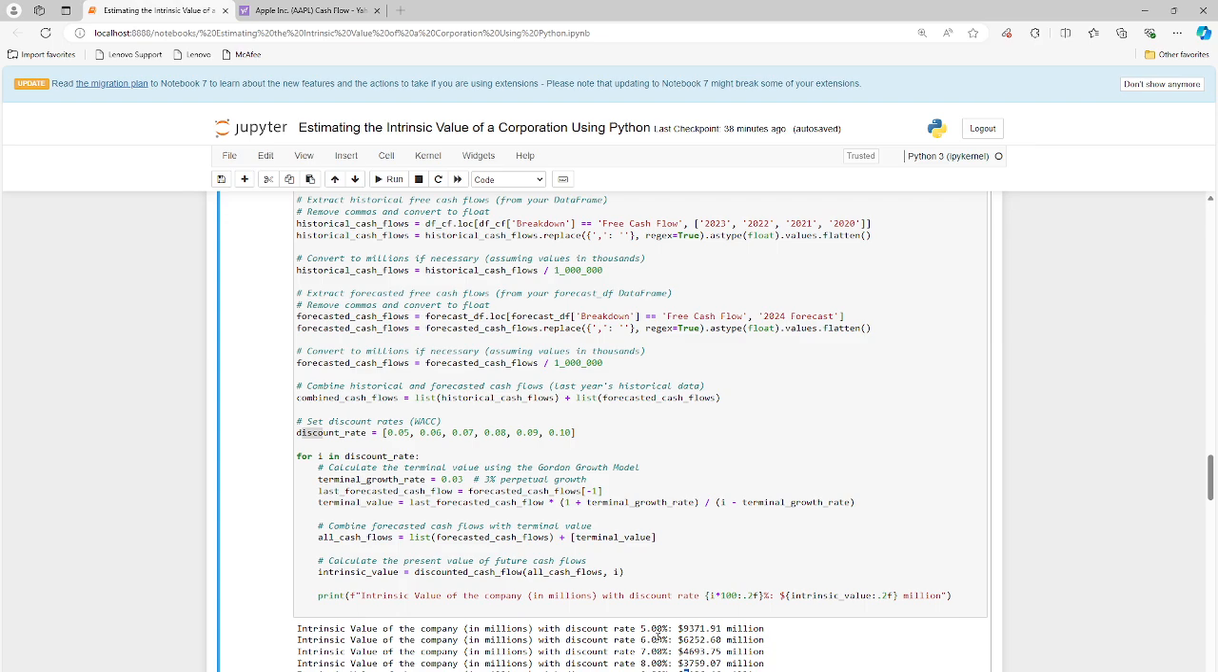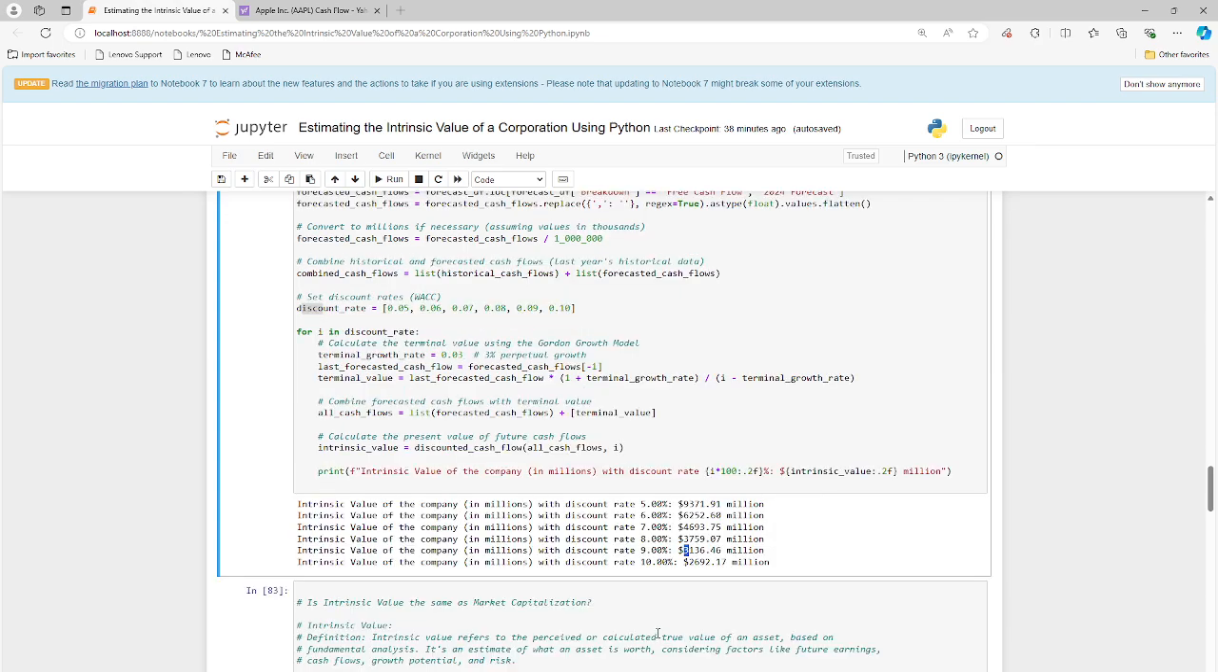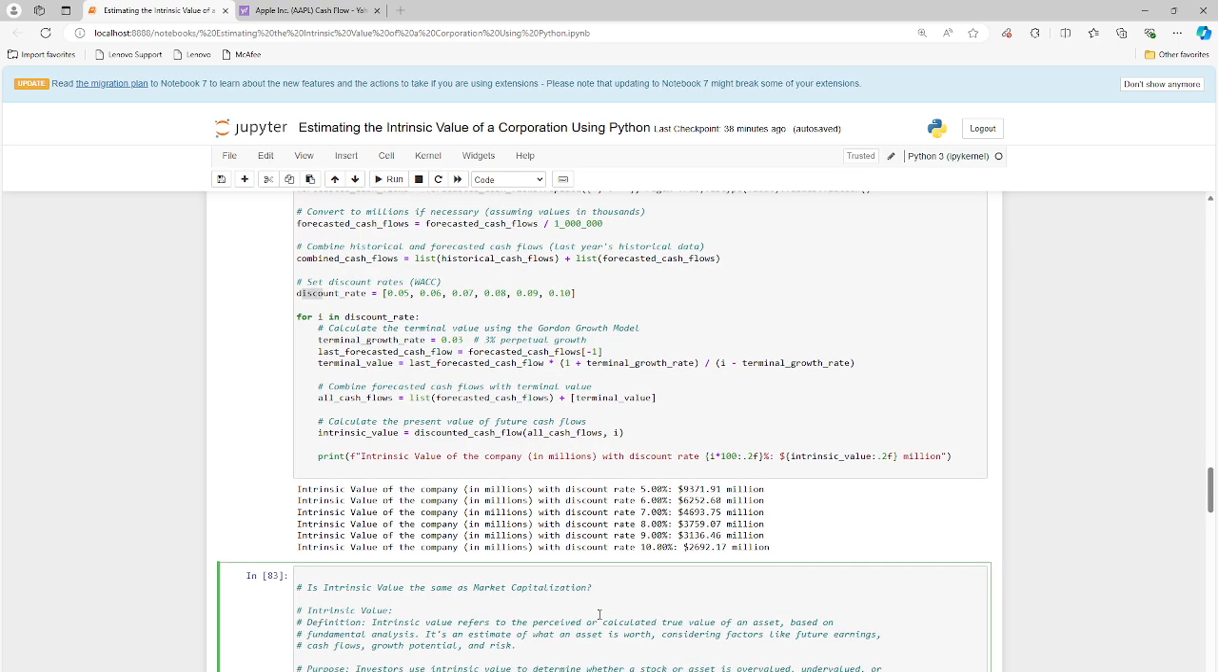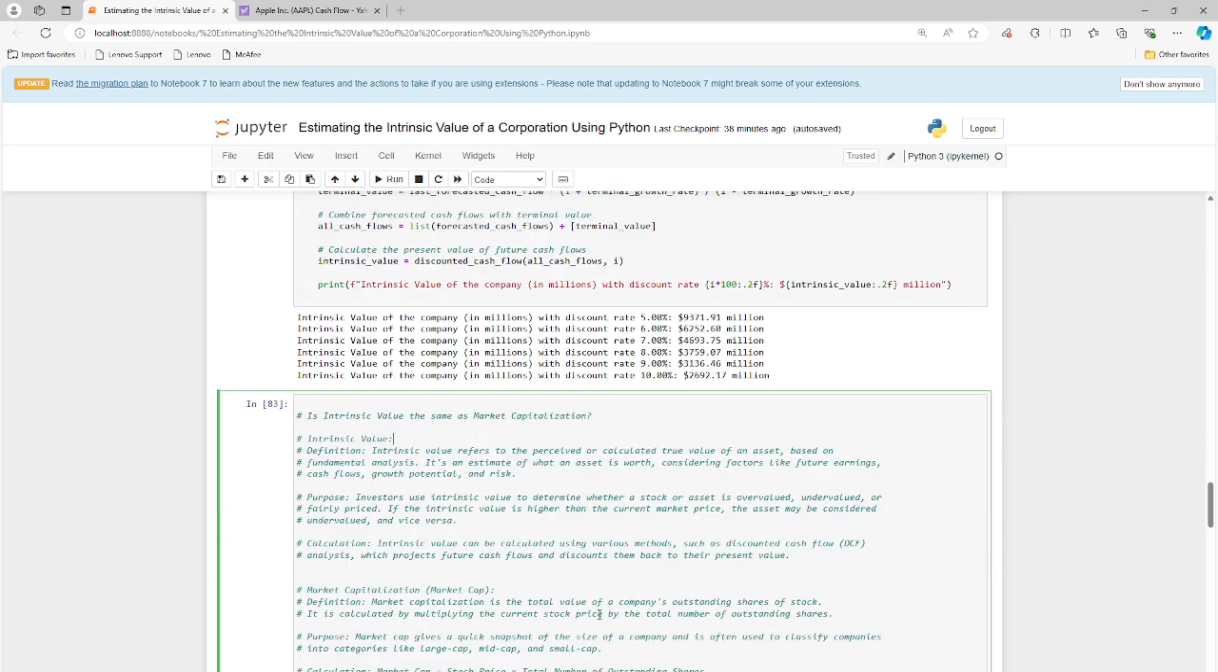So that's just one example of how to do the intrinsic value calculation and how to iterate over a bunch of different WACCs and then come up with the intrinsic value. So how is intrinsic value similar to market cap? Intrinsic value is really the perceived calculated value of the asset, right? And the market cap is a very simple calculation. It's just the company's number of outstanding shares of stock times the value of a share of stock today. So the market cap is changing all day, every day. It's changing constantly throughout the day because the value of the stock is changing throughout the day.